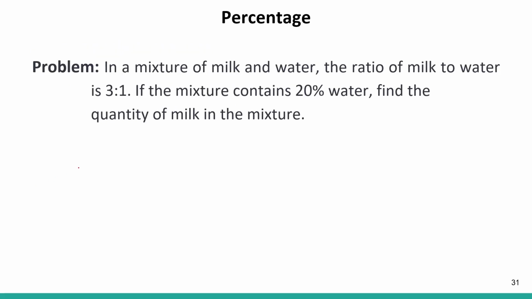So in a mixture of milk and water, the ratio of milk to water is 3:1. Okay, so the ratio of milk is to water is equal to 3:1. Okay, so if the mixture contains 20% water, find the quantity of milk in the mixture. Okay, so it asks us that let's say milk is 3x amount. Okay, and water is, this is milk 3x amount, water is equal to 1x amount.